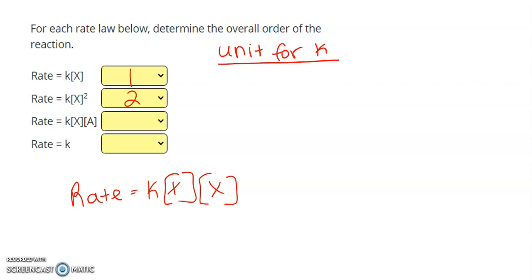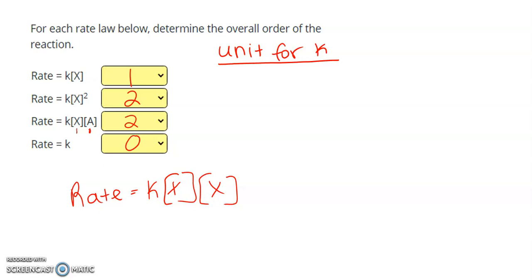For the third one, we have rate equals concentration of X times concentration of A. So we have two different substances here multiplied together. This is a second order reaction because the rate depends on both of these. Now, if we were talking about the order of the reaction with just respect to concentration of X, that would be first order. With respect to A, it would be first order. Overall would be second order. And for the last one, the rate equals K, it equals a constant. That means the rate does not depend on the concentration of the substance. And this is a zero order reaction.